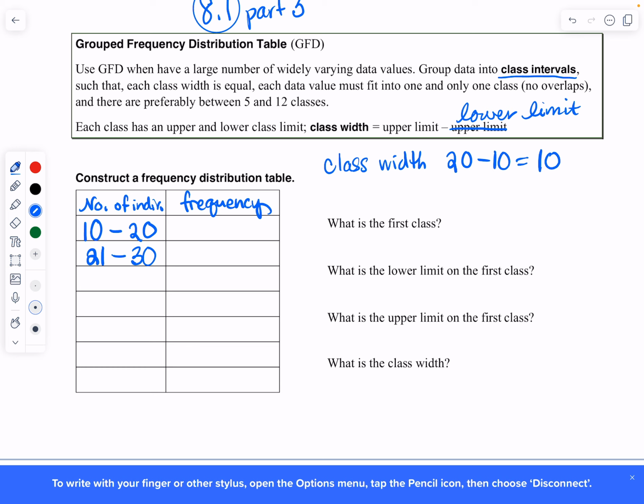Okay, all right. Now I'm going to do 31 to 40. Now I'm going to do 41 to 50. 51 to 60. 61 to 70, and 71 to 80. Now frequency, again, I'm just making this up.